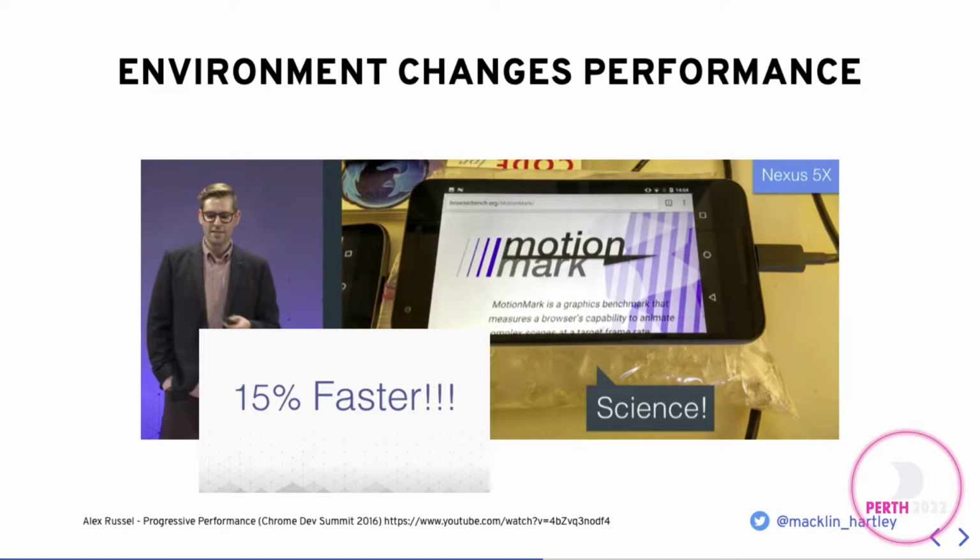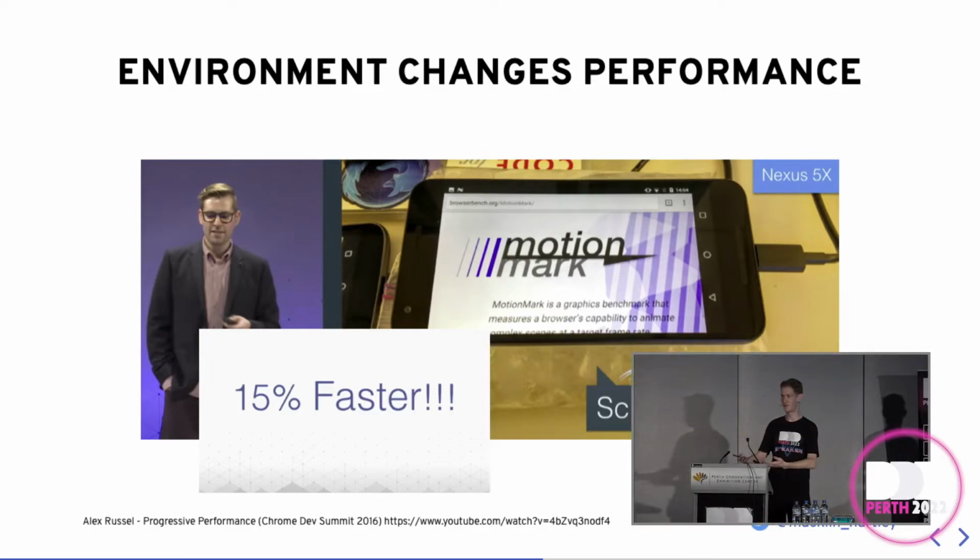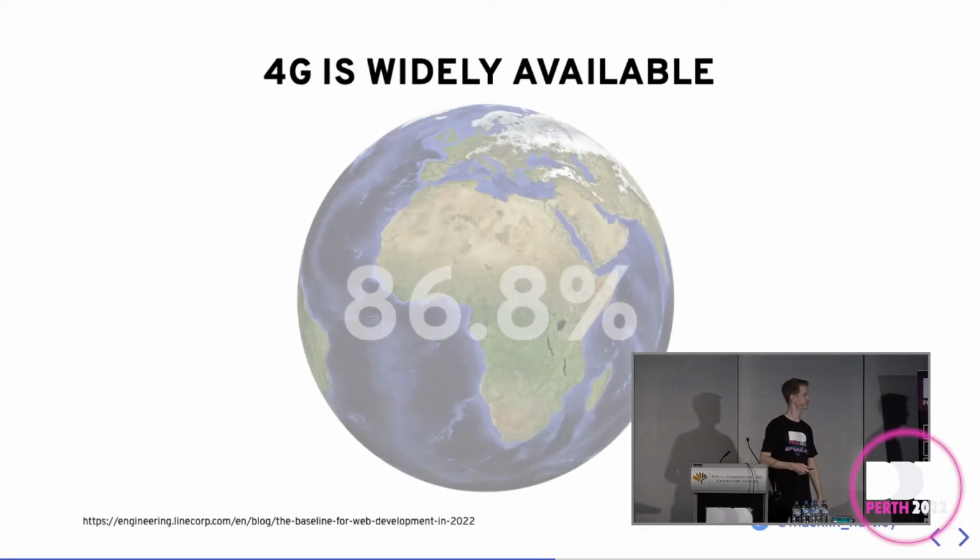And this isn't just... no one's actually running their devices on a block of ice, but if you're outside on a 40-degree day in Perth, you could actually have users that are experiencing your site with 15% less performance. So this is a real thing that does come up when we're talking about real-world metrics and real-world tracking.